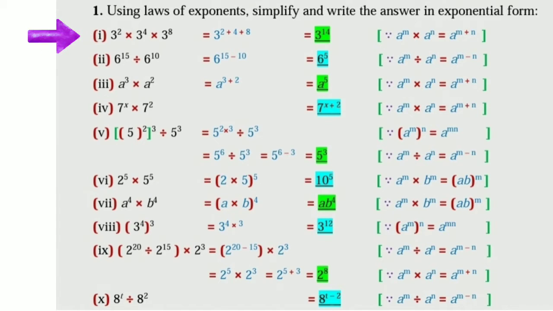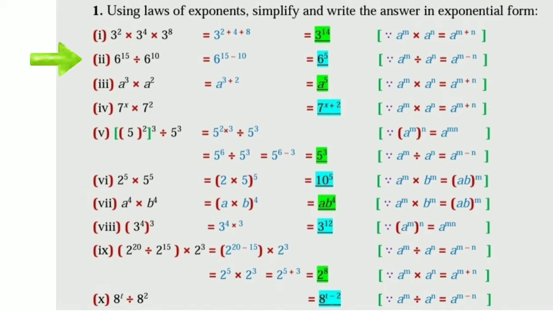The formula used is a raised to m into a raised to n is equal to a raised to m plus n. Second, 6 raised to 15 divided by 6 raised to 10. Students, here the bases are equal and division is given, so you have to subtract the exponents. So the answer is 6 raised to 15 minus 10, which is equal to 6 raised to 5.